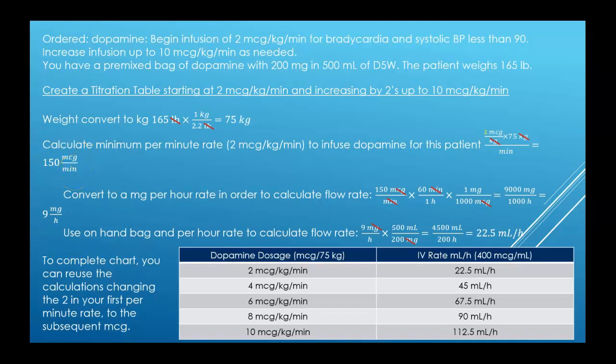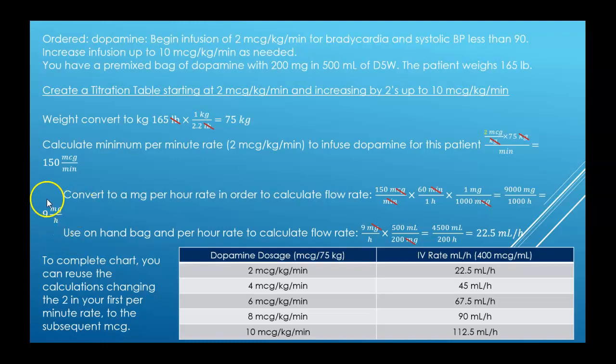Now we need to convert that to milligrams per hour, basically because that is what we're calculating, flow rates, so you know the time has to be in hours, and what we have on hand is in milligrams. So to convert 150 micrograms per minute to milligrams per hour, we need 2 conversion factors, minutes to hours, and then micrograms to milligrams. So using dimensional analysis, we end up with 9 milligrams per hour.